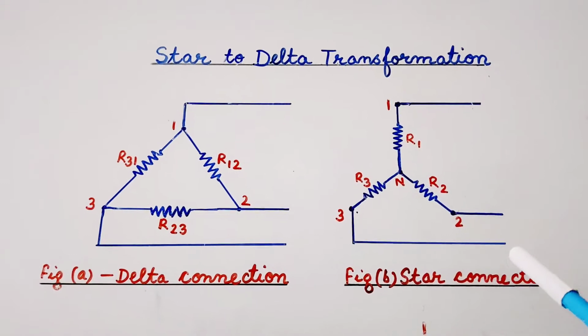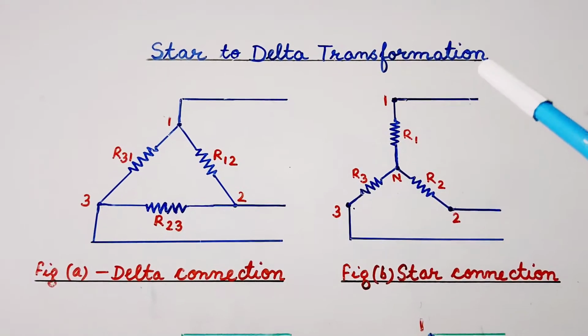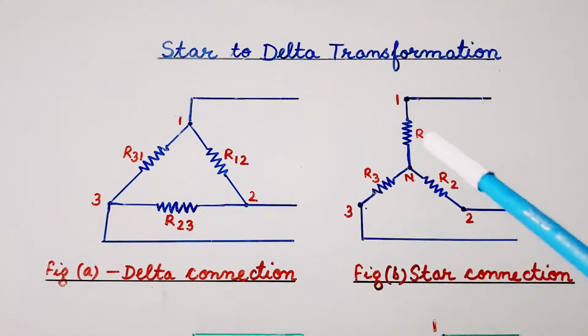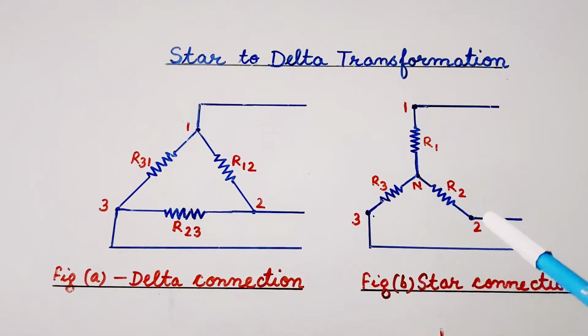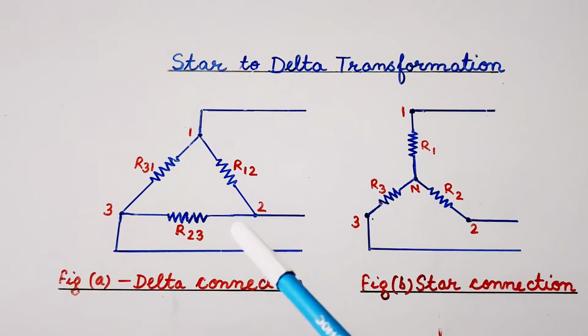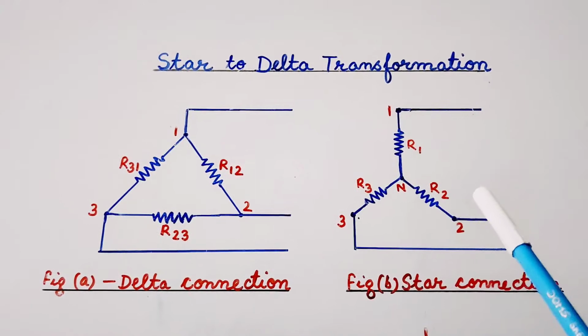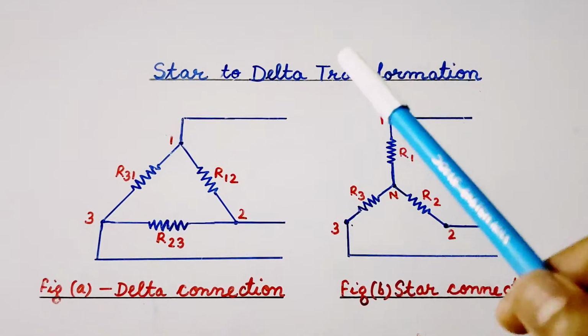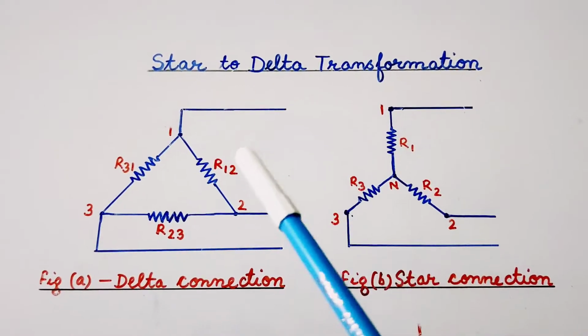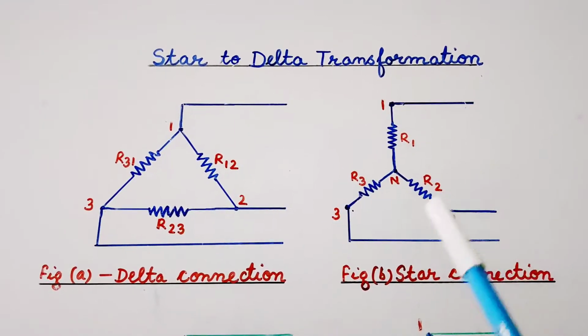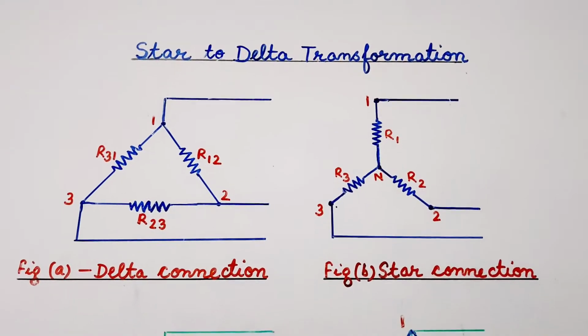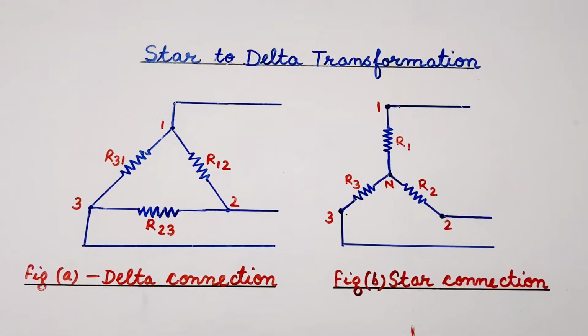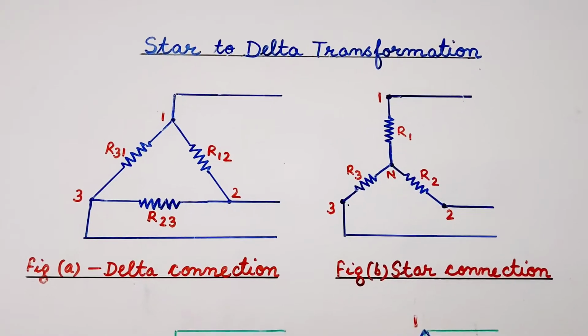Similarly, in case of star connection, we find that the equivalent resistance between the terminals 1 and 2 is R1 plus R2. So after finding out the equivalent resistance in delta connection and in star connection between the terminals 1 and 2, we will simply equate both of the values because both the connections are equivalent to each other.